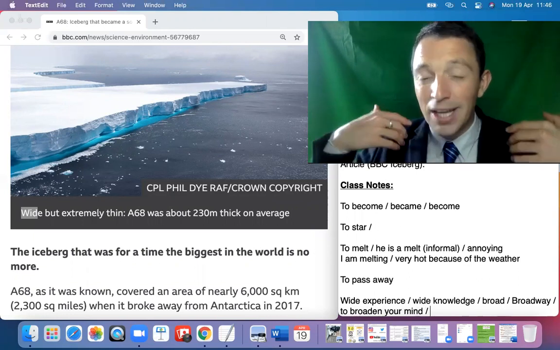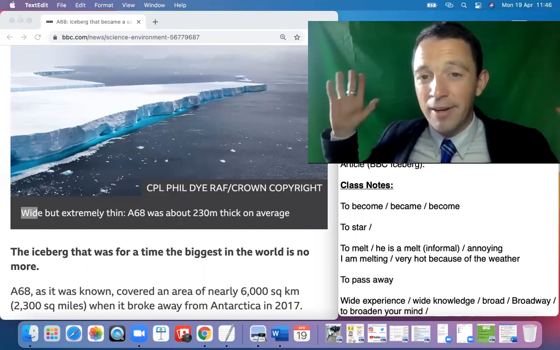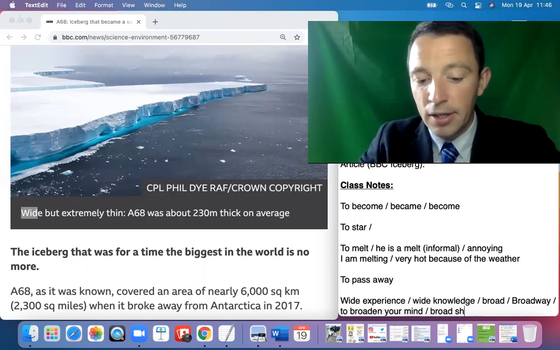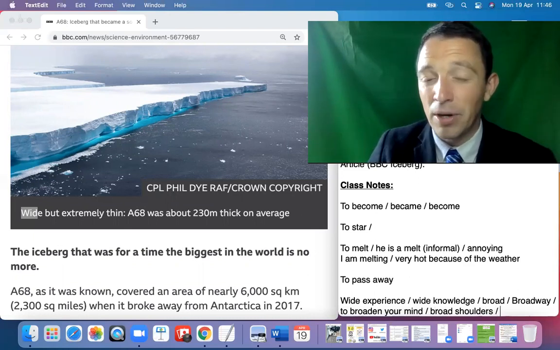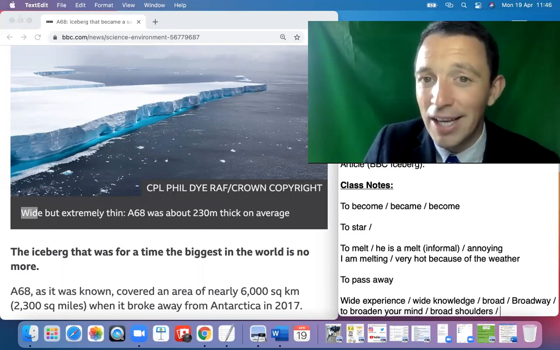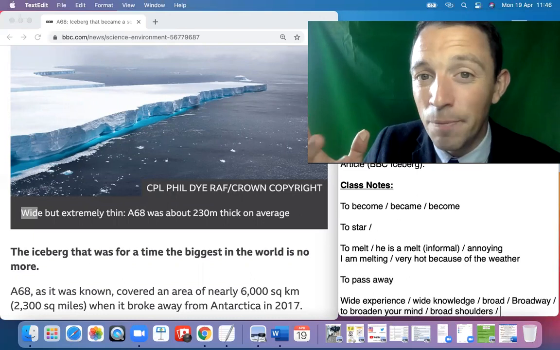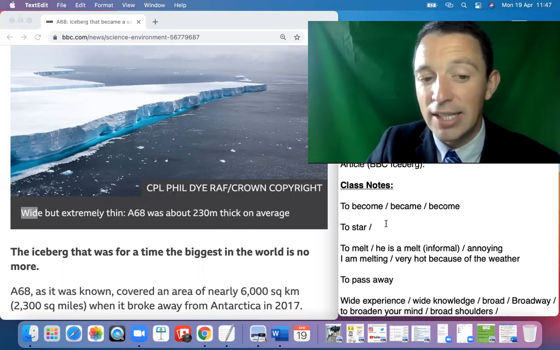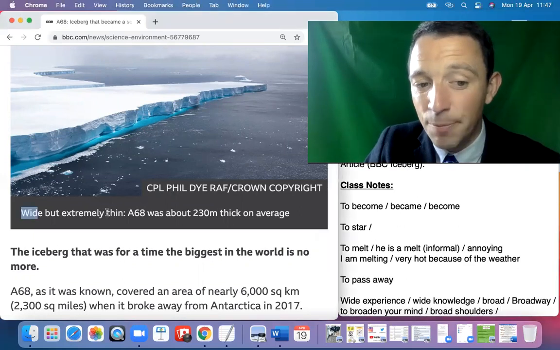A person can have broad shoulders, which is like very wide shoulders. That's possible as well. And the street is very typical as well. The street is very broad. And for experience, you can maybe say broad experience as well. So it's very similar to wide. And I suppose just the contexts might change a little.